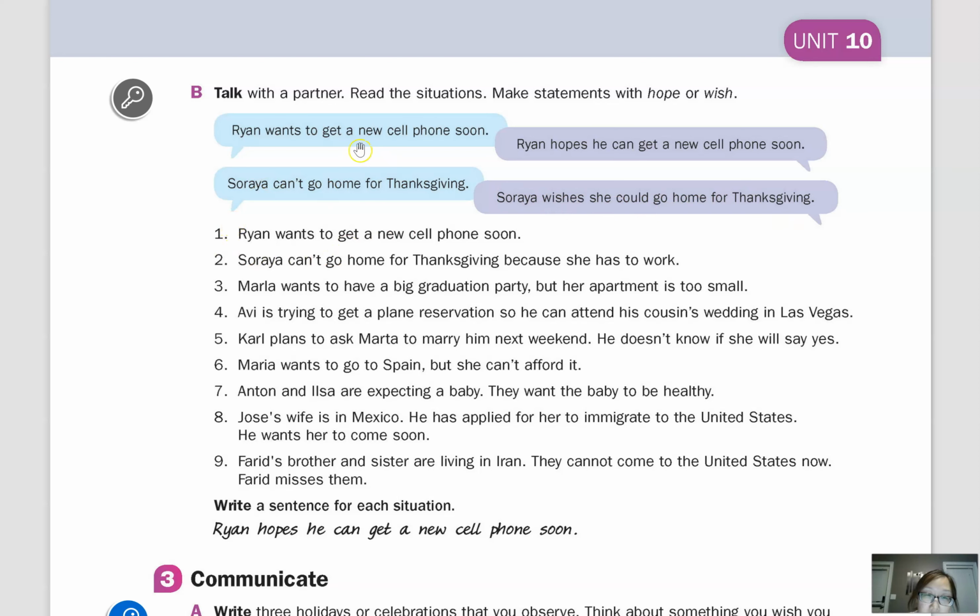So take some time to complete the rest of this activity and keep in mind which ones are possible and which ones are not possible, and that will help you determine whether to use hope or wish. Okay, so you can pause the video and continue when you're finished.